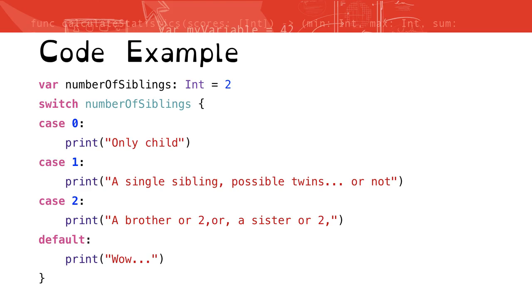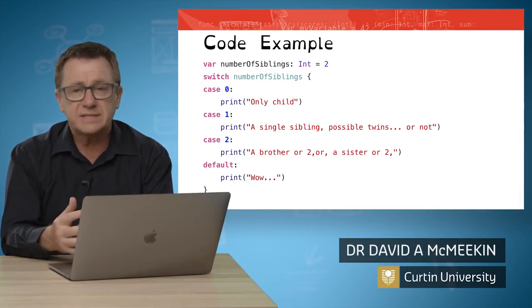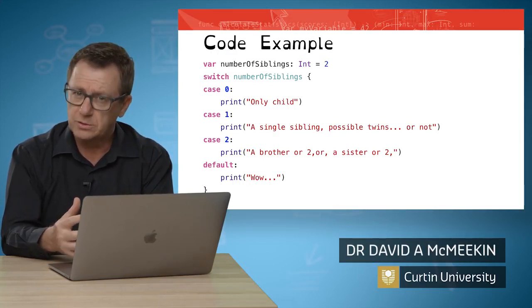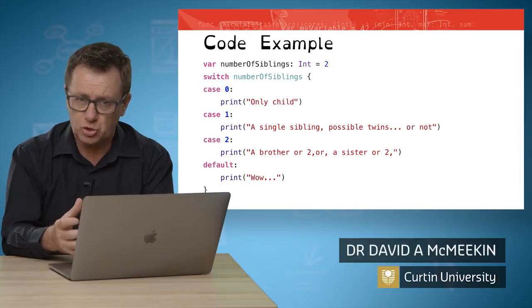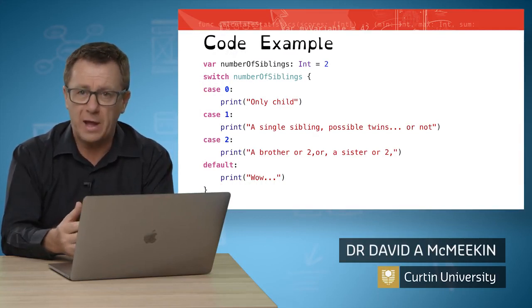We perform our switch on the number of siblings, and we say case 0. If that number of siblings is 0, we discover they're an only child. If that's case 1, we say it's possible that they have a brother or a sister. Case 2, they have 1 or 2 siblings, okay? Or if none of those values that we specifically tested for are true, we come to our default option and we simply say in this case, wow.